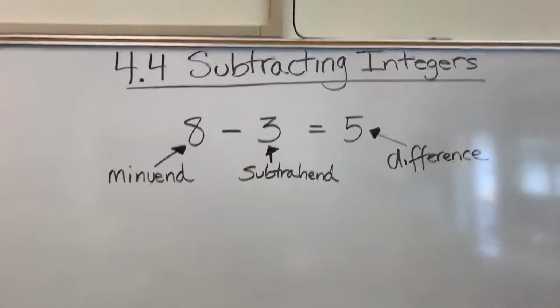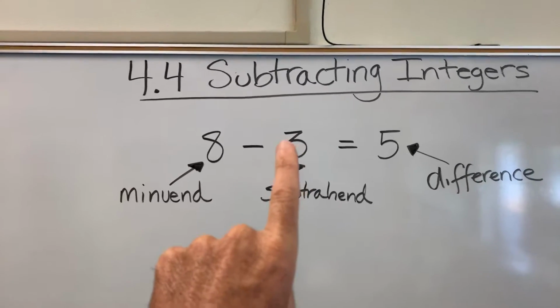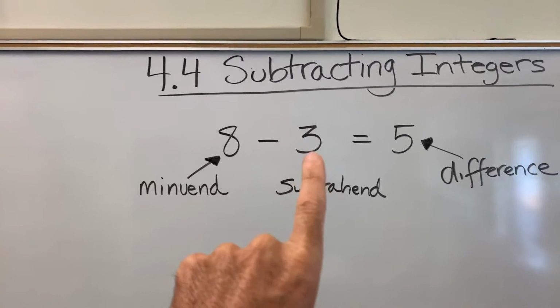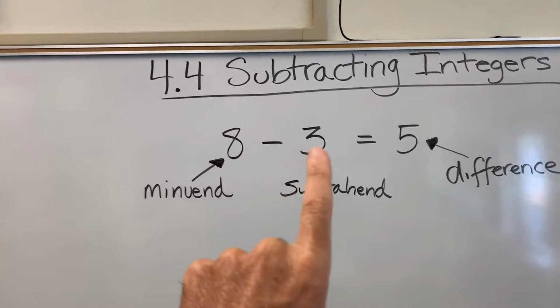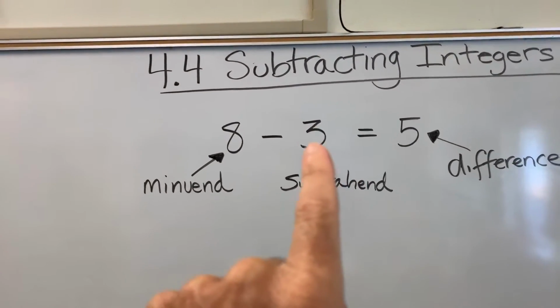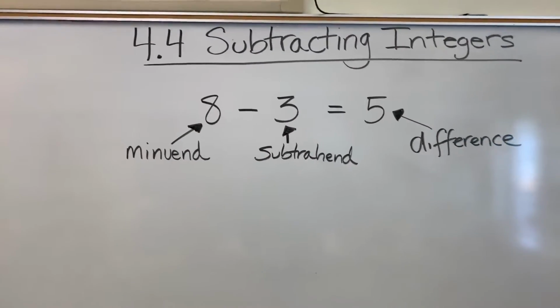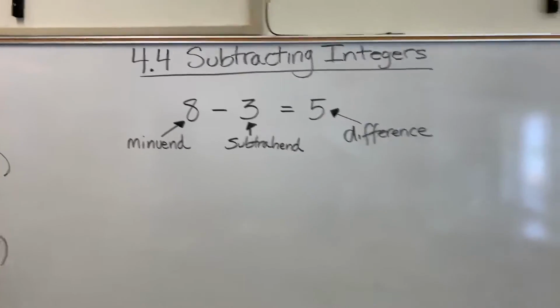One thing that I want to point out to you, see this 3? It's really a negative 3. The sign in front of a number belongs to its number. So that 3 is really negative 3. You'll see what I mean when I start doing some examples.